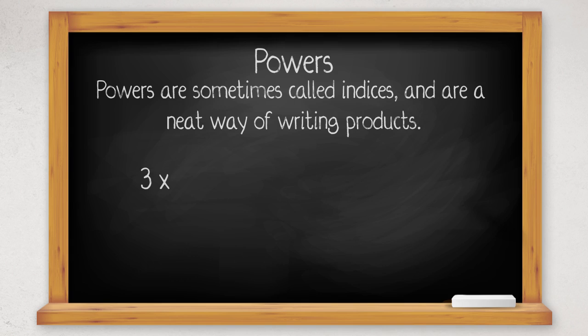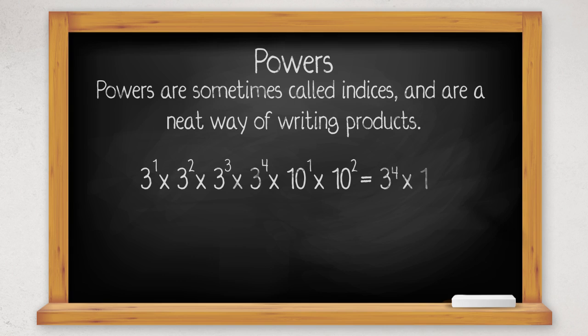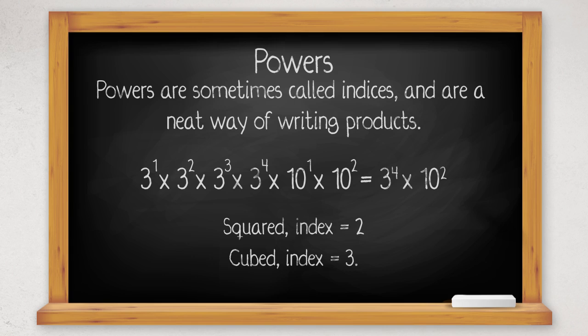If we had 3 times 3 times 3 times 3, we can write it as 3 to the power of 4. 10 times 10 can be written as 10 to the power of 2, or 10 squared. If the index is 2, we very often say squared. If the index is 3, we very often say cubed. If the index is any other number, there is no special name for it.